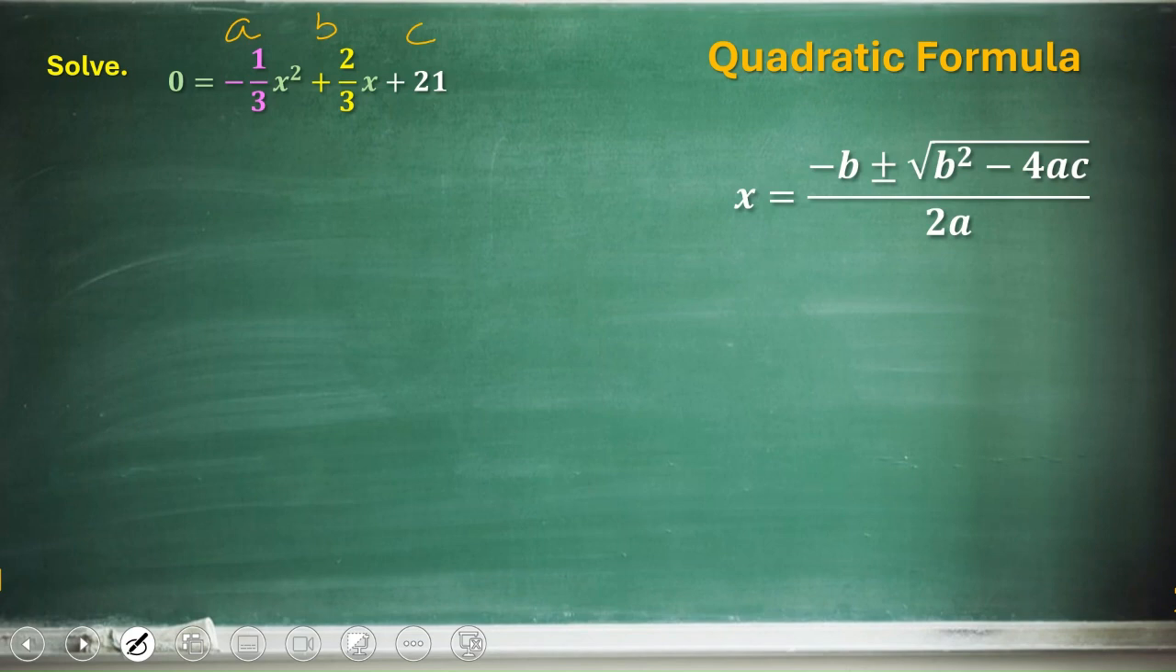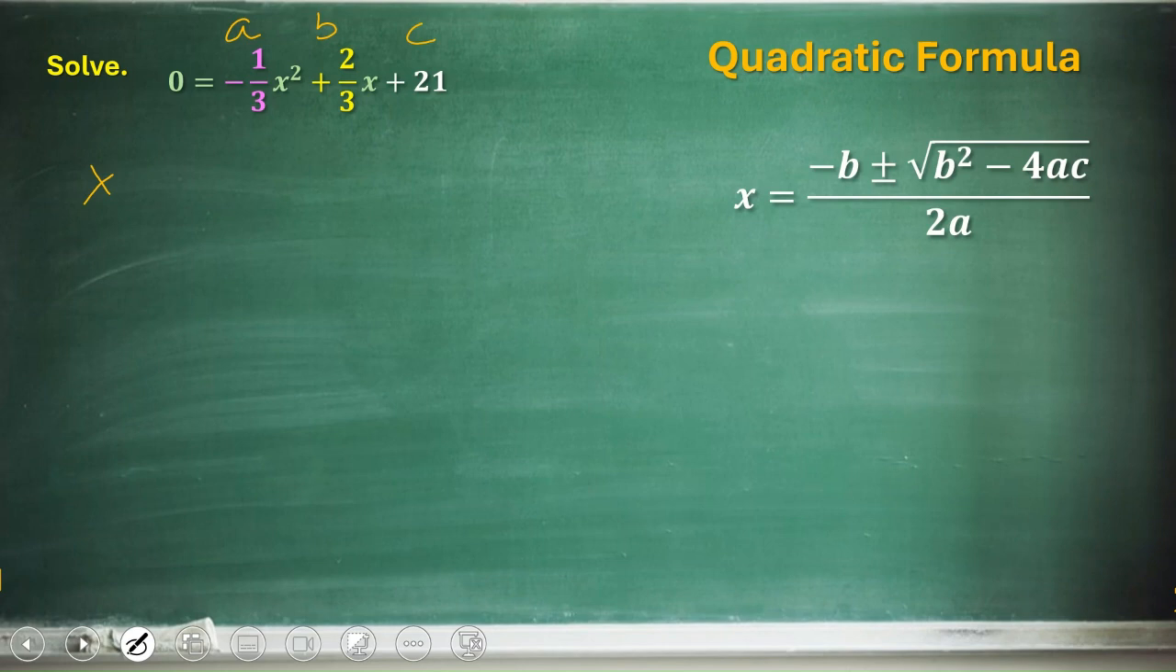Now, just one big thing to point out: the signs or the operations in front of each term come with them. So A is negative 1/3, B is 2/3, and C is 21. The big mistake people make is they oftentimes will drop the negative signs when they do this, and we just want to be careful not to do that. All right, here we go.